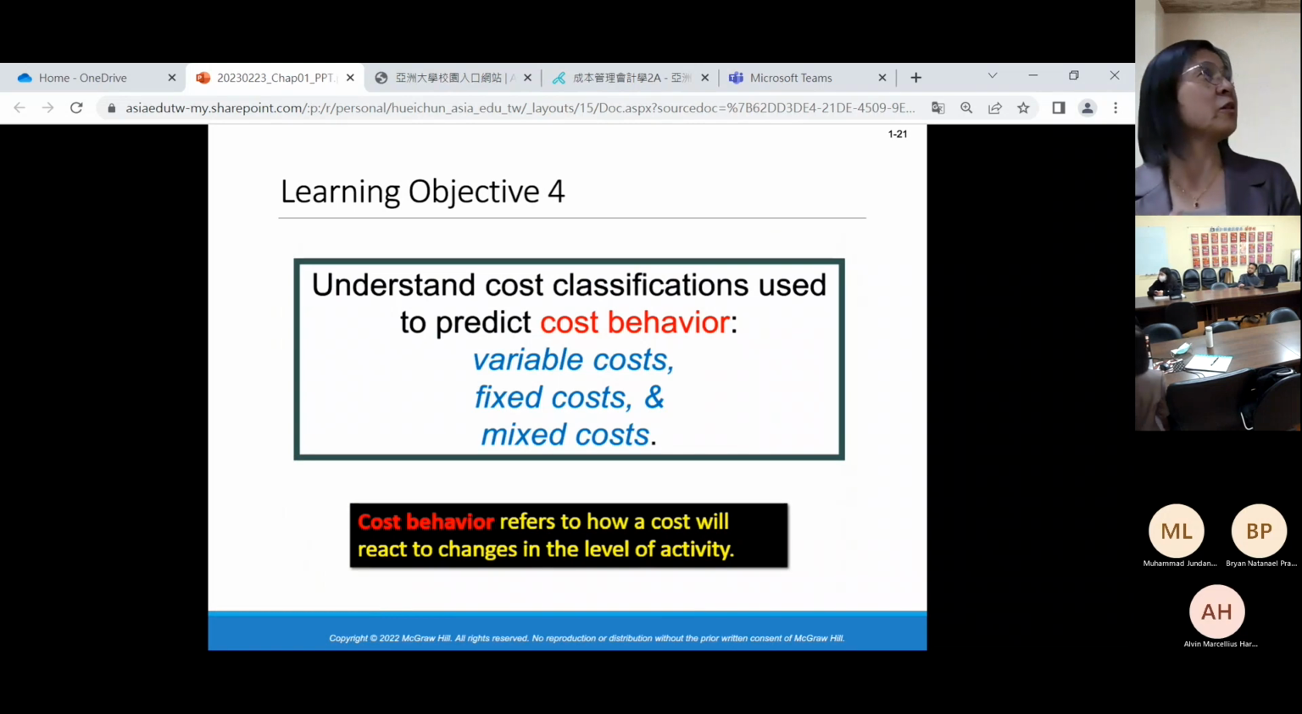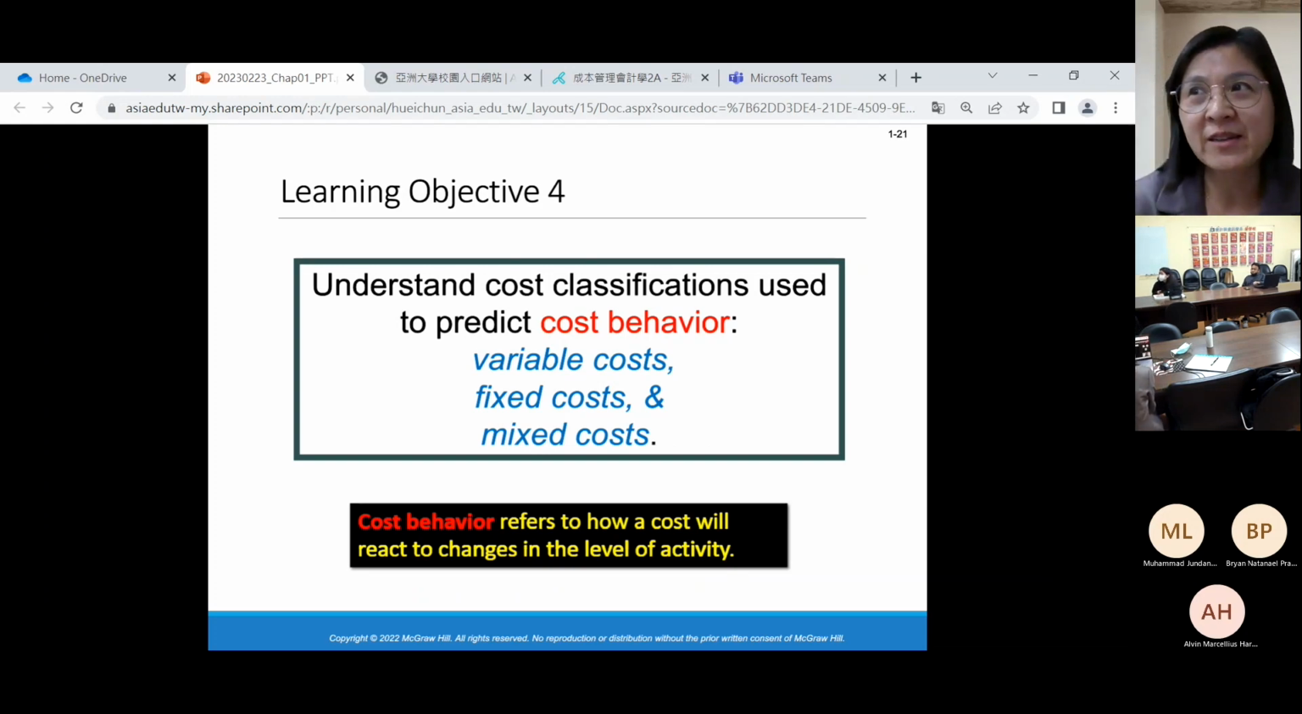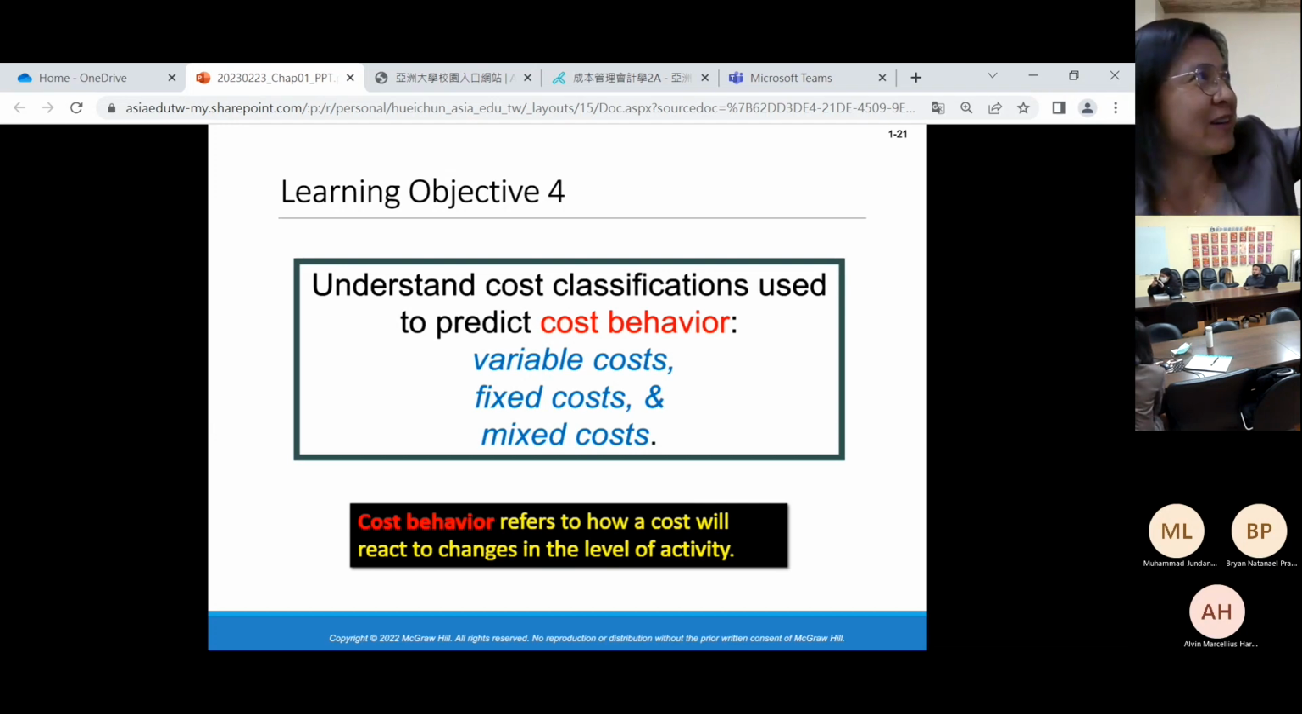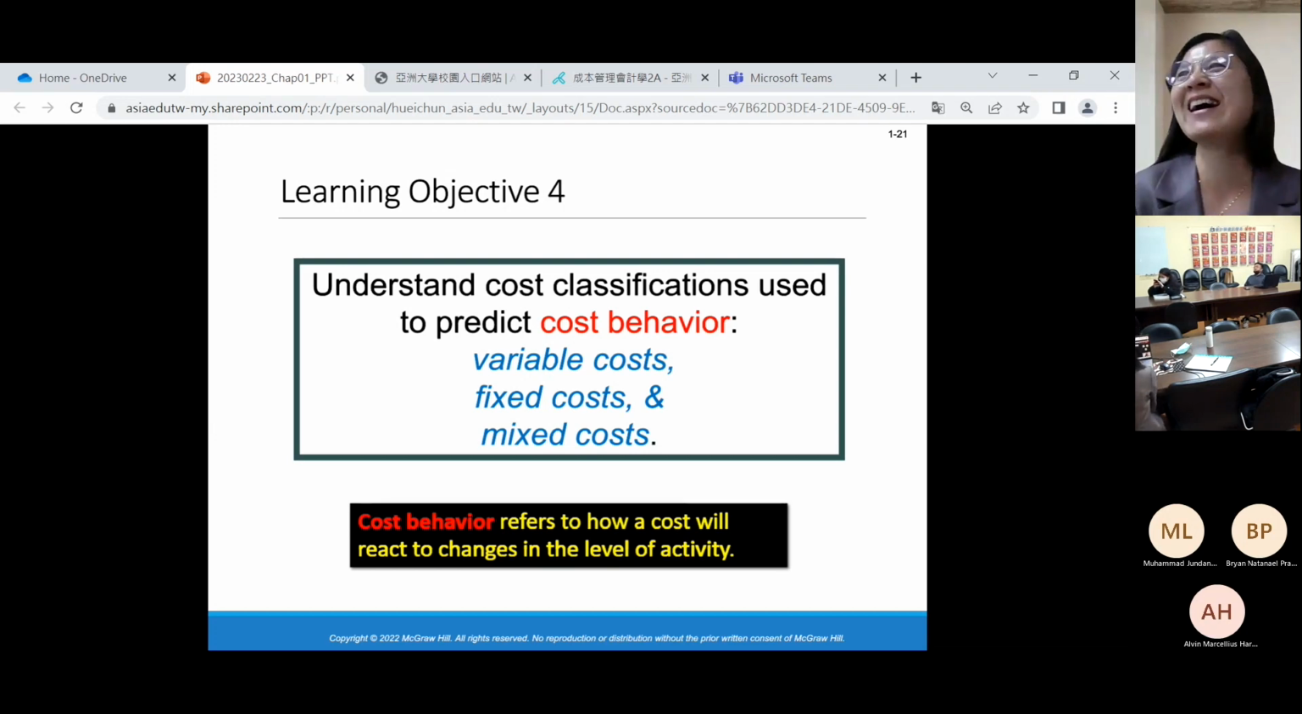Yes, so today we are going to start from here. That's learning objective number 4. Here you have to understand the cost classifications used to predict cost behavior. So the next question I'm going to ask you is, what is cost driver? Cost driver and cost behavior are different.